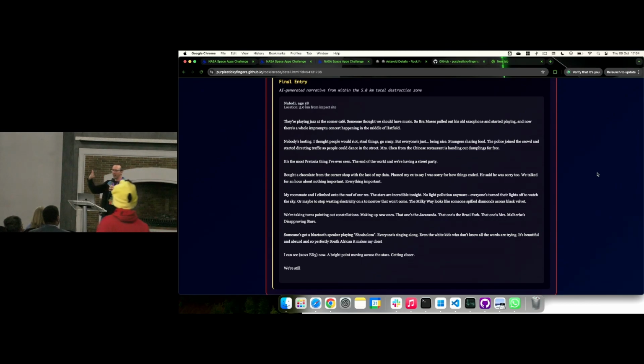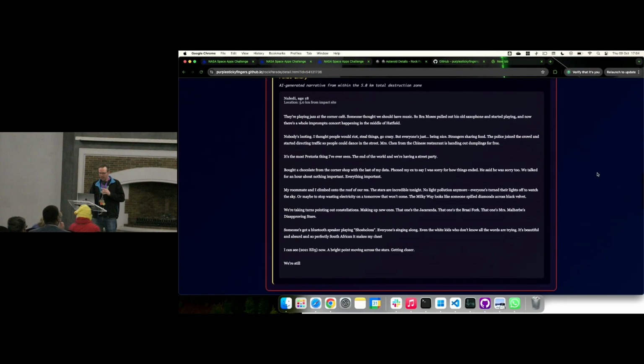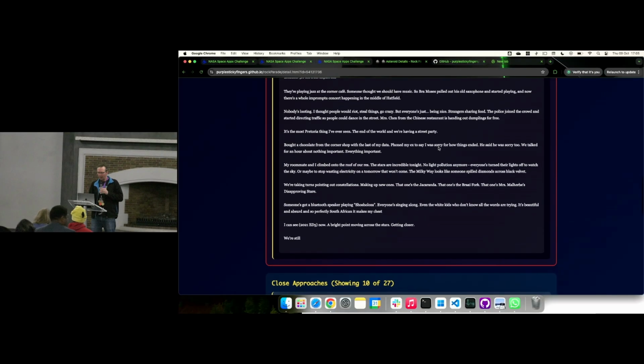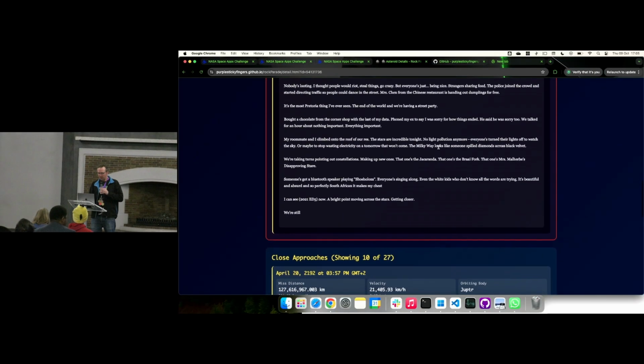And in the style of her favorite author, so here's a lady aged 18, 5Ks from the impact site somewhere near here. They're playing jazz at the corner cafe. Someone thought we should have music. So Bro Moses pulled out some old cell phone and started playing, and now there's a whole impromptu concert happening. It's the most Pretoria thing I've ever seen.